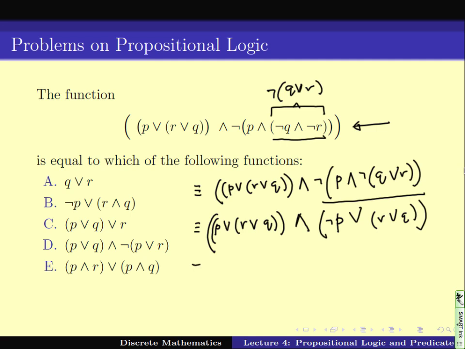Now I can apply the distributive law, which means I can take R or Q away and I get P and not P, or R or Q. Now what is P and not P? Note that when P is true, not P is false, and in that case I get true and false, which is false. Similarly, when P is false, not P is true, so this again becomes false and true, which is false. So this term is always false.